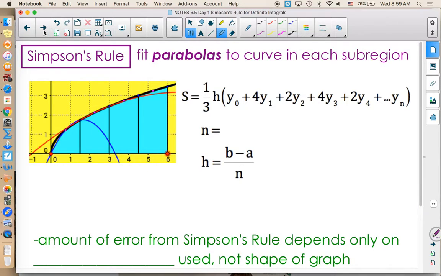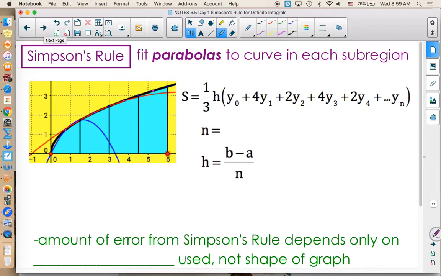So Simpson's rule, instead of fitting rectangles or trapezoids, is going to fit a parabola to each subregion. And there's a rule, and it's demonstrated right there with S equals, and the S stands for the approximation based on Simpson's rule of fitting parabolas to each subinterval. So it can fit a curve to that subinterval and work on getting the area under that curve to add in for the integral value. And then it goes to the next interval and fits a parabola under that.